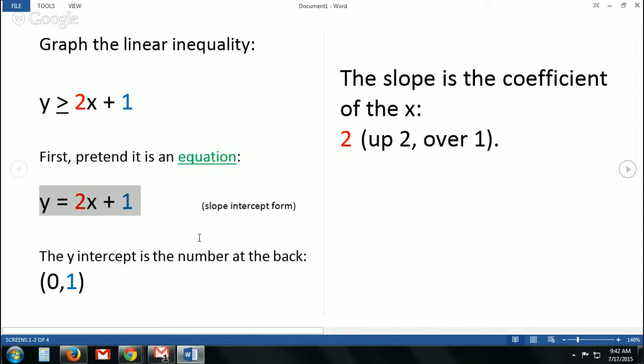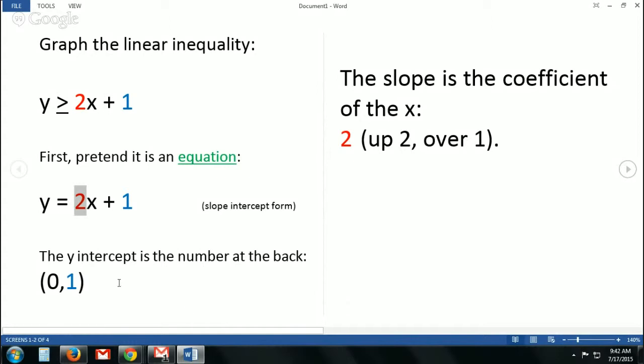When we've got slope-intercept form, the number at the very back is the y-intercept. So (0, 1) will be our y-intercept and a point that's part of our picture. To get another point, we can look for the slope of the line. It's the coefficient of the x when we're in slope-intercept form. So for this one, the slope of the line is 2.